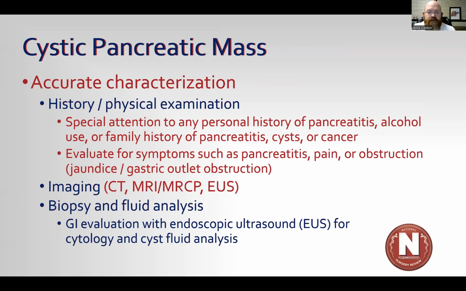Again, special attention in their history of physical examination to any personal history of pancreatitis, alcohol use, or I want to also know about a family history of pancreatitis.